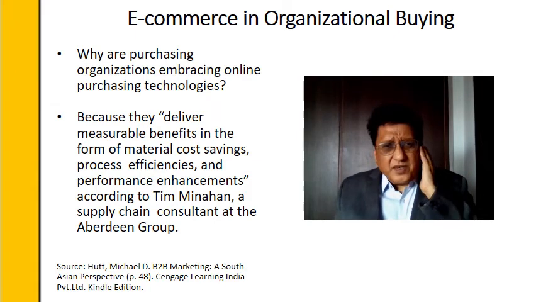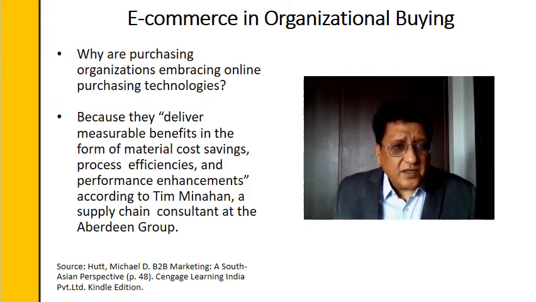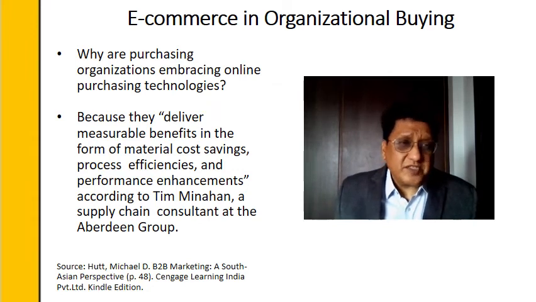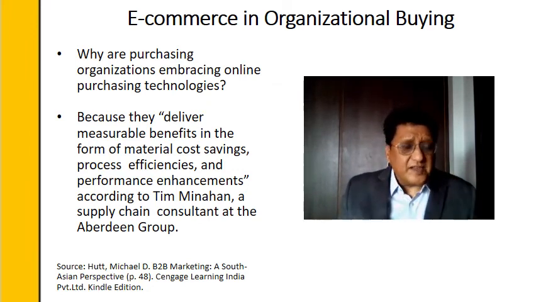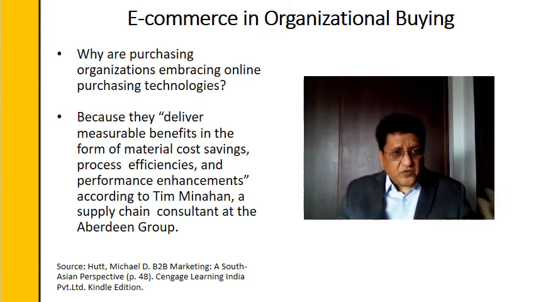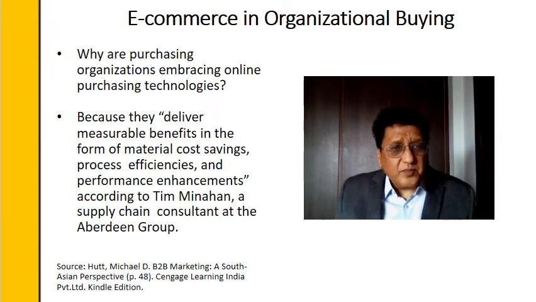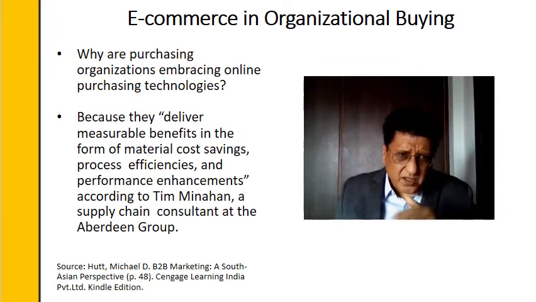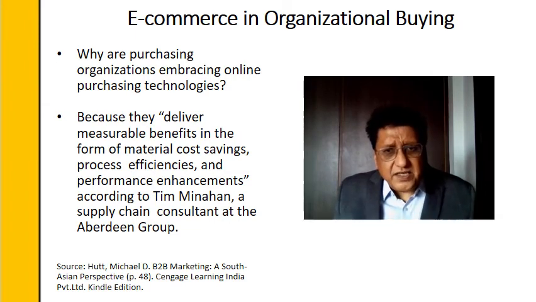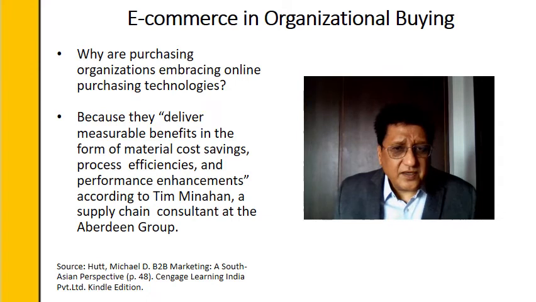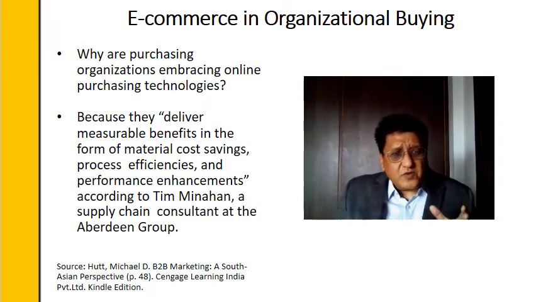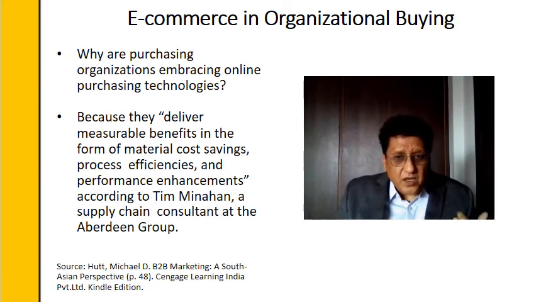It comes in the form of savings in material cost, process efficiencies, and performance enhancement. Three things he says: number one, savings in terms of material cost. Number two, process efficiency, the process of procurement becomes more efficient. And third is performance enhancement. The new things which they are procuring are leading to higher performance. Even a study which was conducted across 60 companies, big companies like American Express, Motorola, found that e-commerce cut the purchasing cycle time by almost 50%.